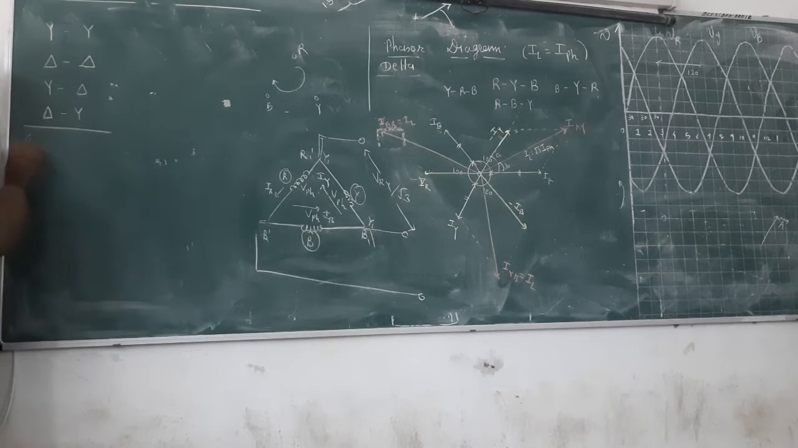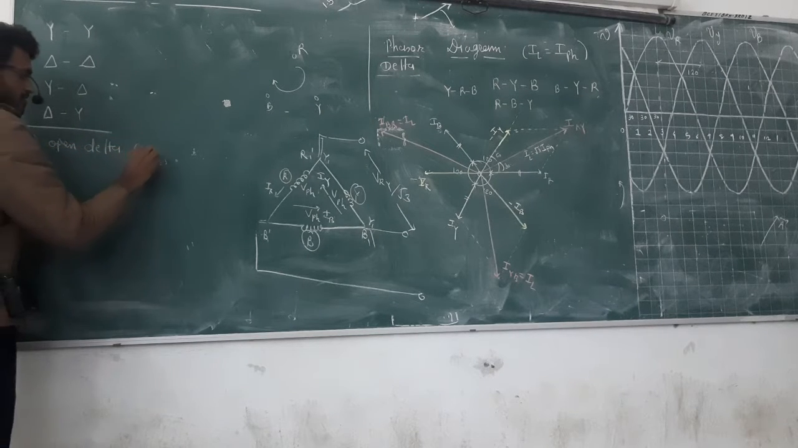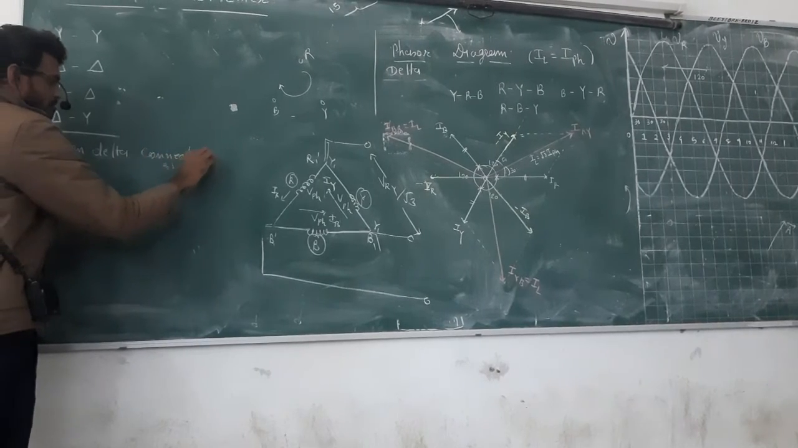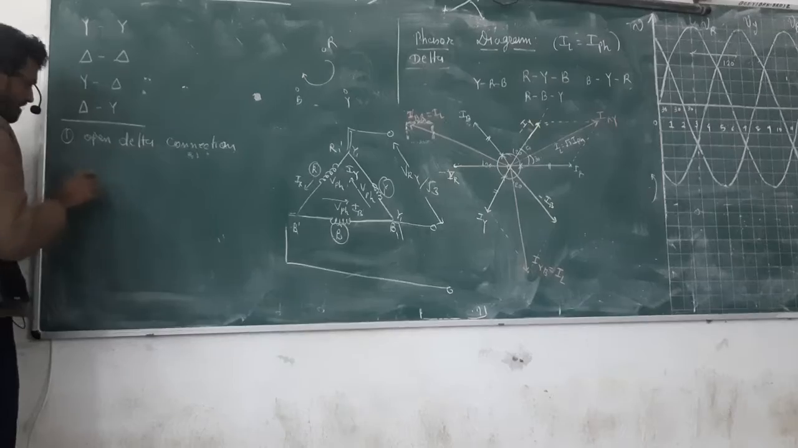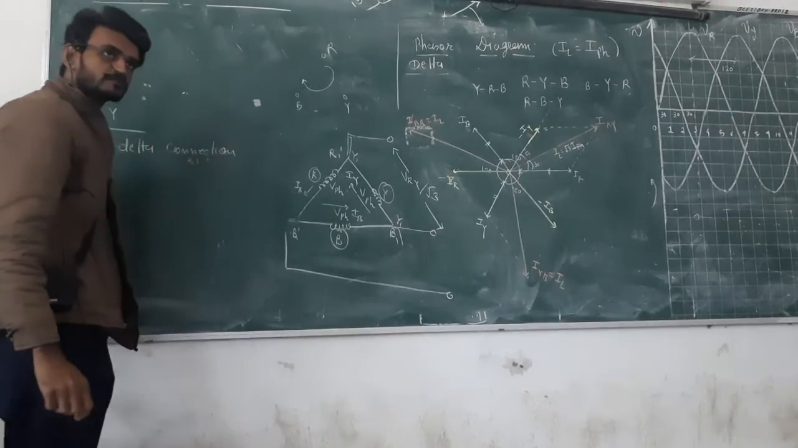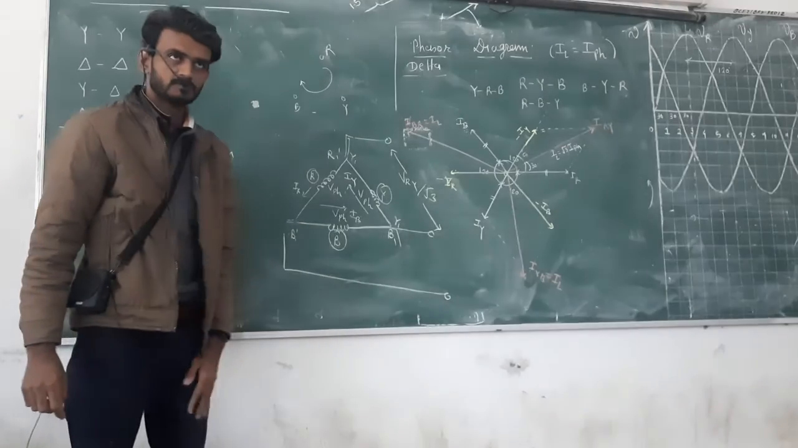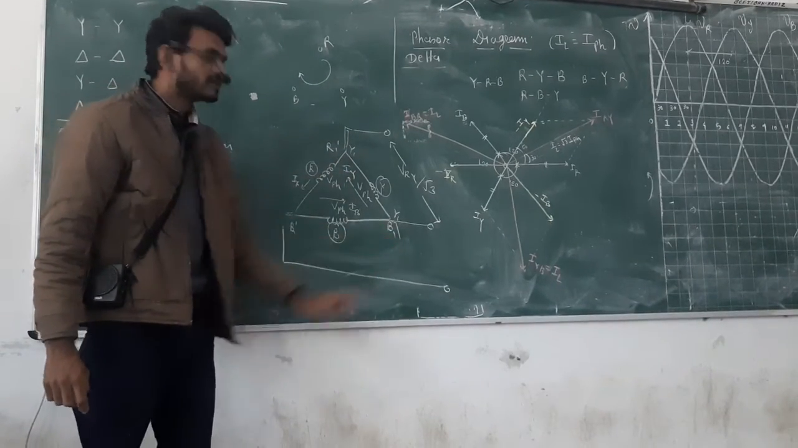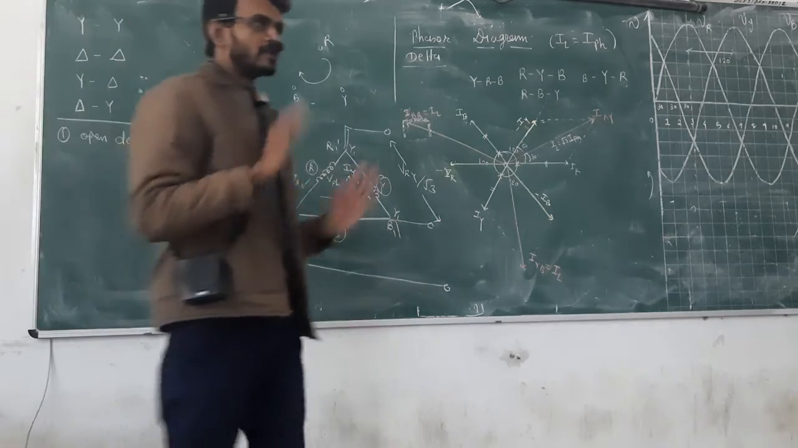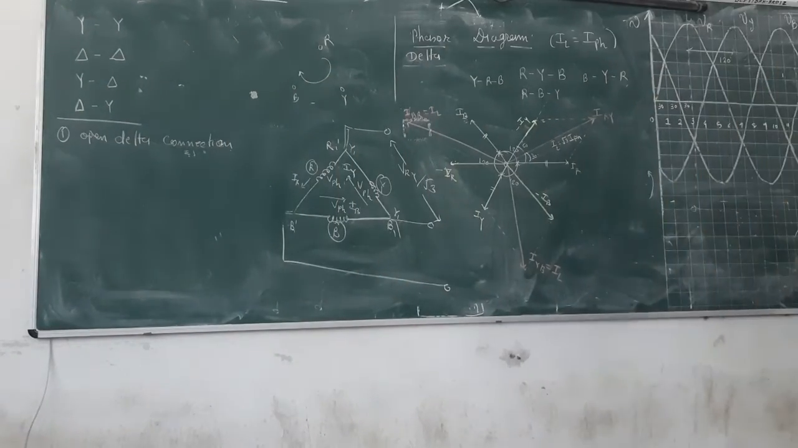Other connections are there, which we call the open delta connection. What we are doing there is, we have three windings in delta in this way. We remove one winding, and with the remaining three terminals we give the supply voltage. Operation will be changed. How much will it change? It will be about 57.7% of the delta. One winding is removed, so the remaining capacity will be 57.7%.